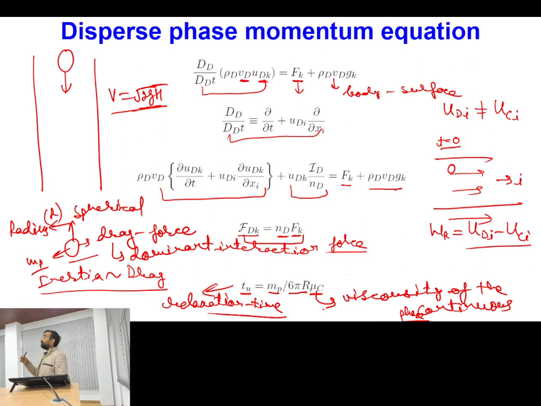Likewise, there will be one more relaxation time if we also include heat transfer into this. Once we invoke heat transfer, there will be some relaxation time taken by a particle to reach thermal equilibrium, temperature equilibrium with the surrounding phase. That we will discuss after studying the energy equation. So this is nothing but relaxation time in terms of the hydrodynamic parameters. Is this one clear?